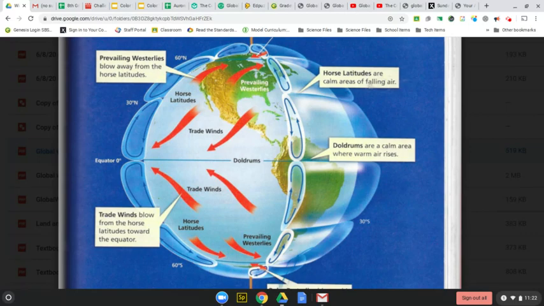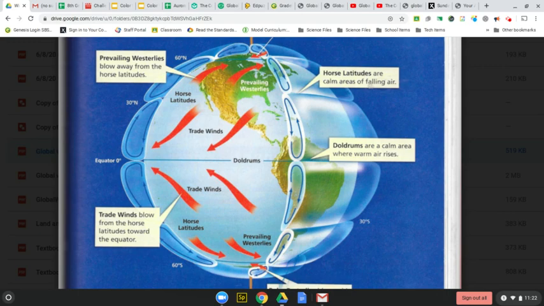So, we're going to continue with the wind. When we left off last Thursday, we were doing local winds. That would be the land versus the sea breeze. And local winds happen in a small area. Now we're going to move to global winds. And as the word global suggests, these are winds that cover large areas over huge portions of the earth.